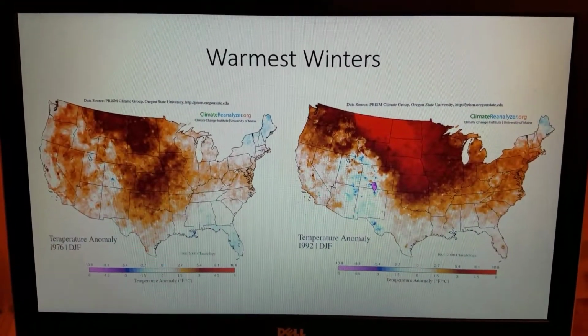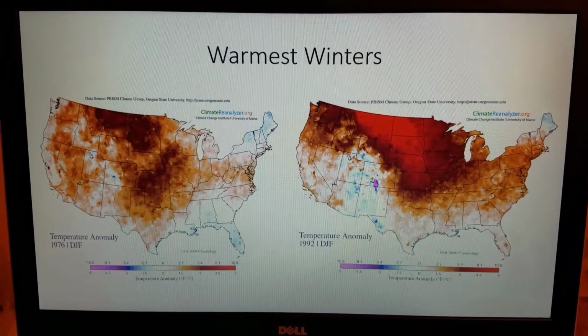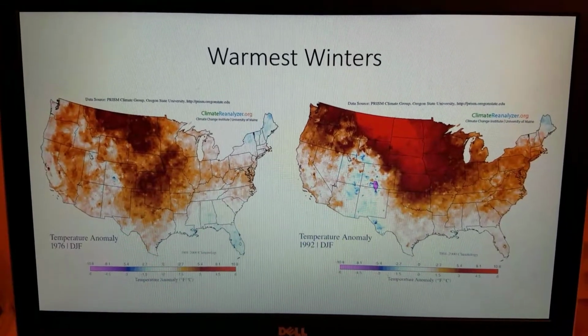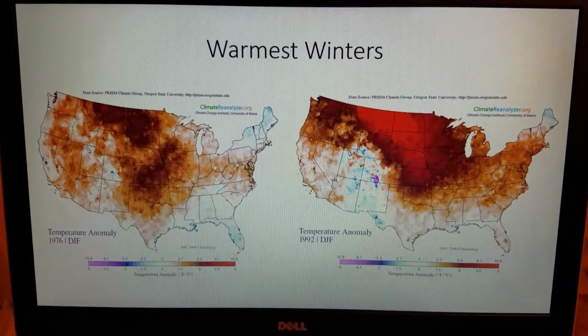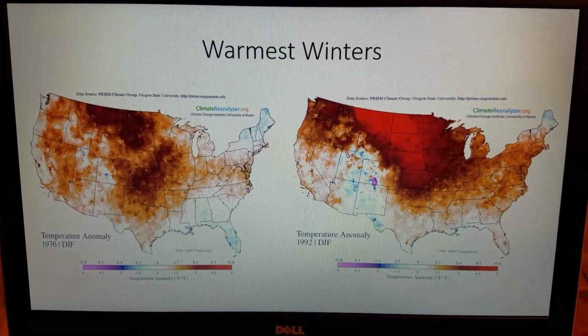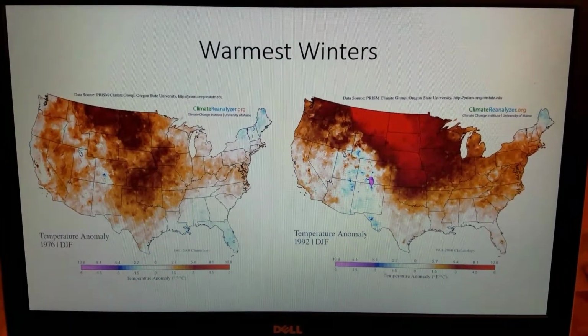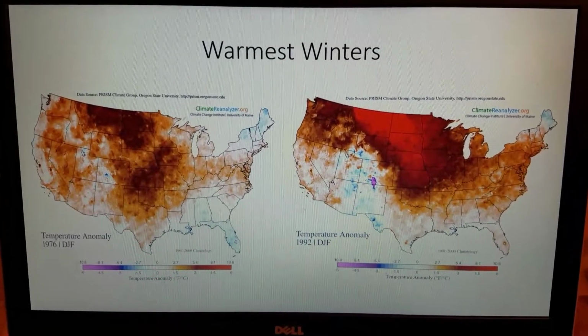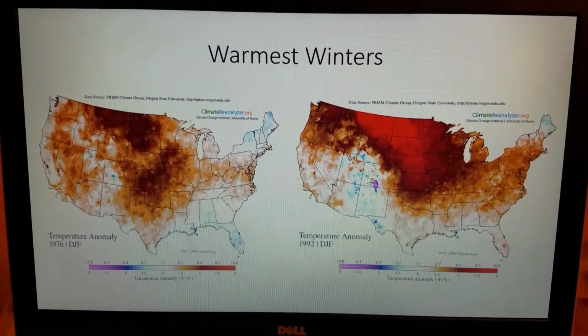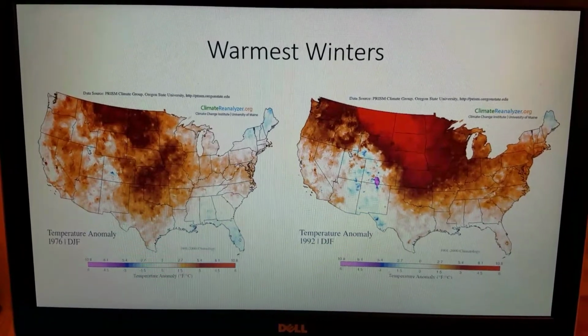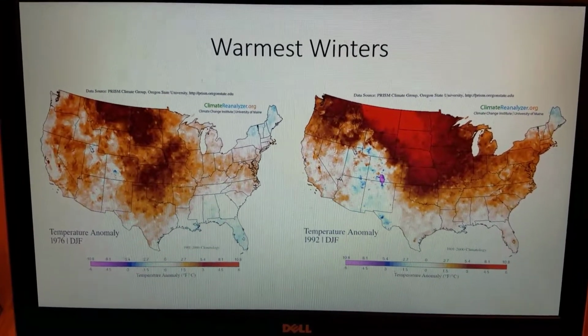All right, so we're going to look at a couple of diagrams showing the warmest and coldest years. On each of these charts, by the way, this data is courtesy of the Oregon State PRISM Climate Group. I really appreciate that and want to give them credit. We are using their data and their reanalysis information here.